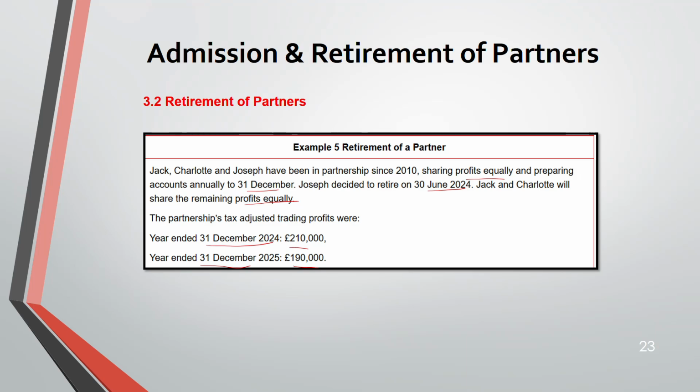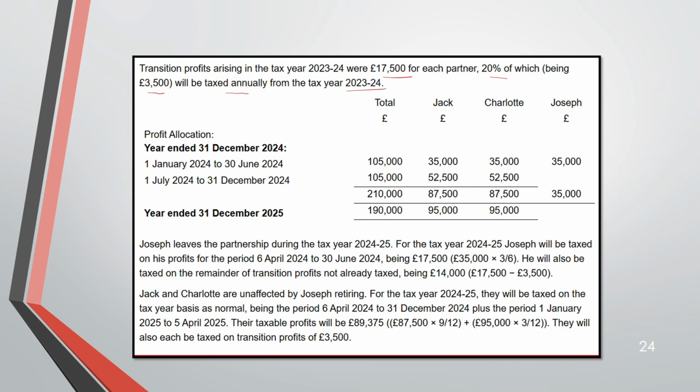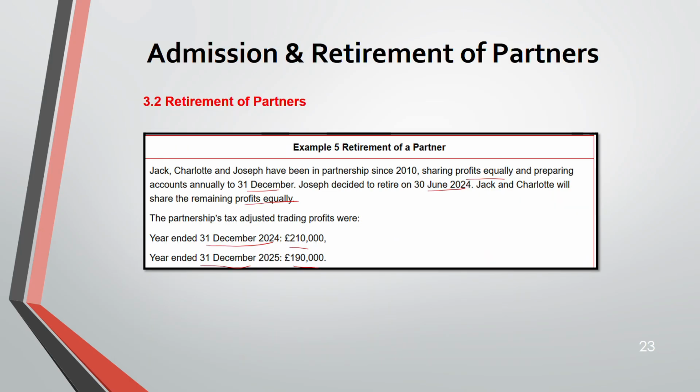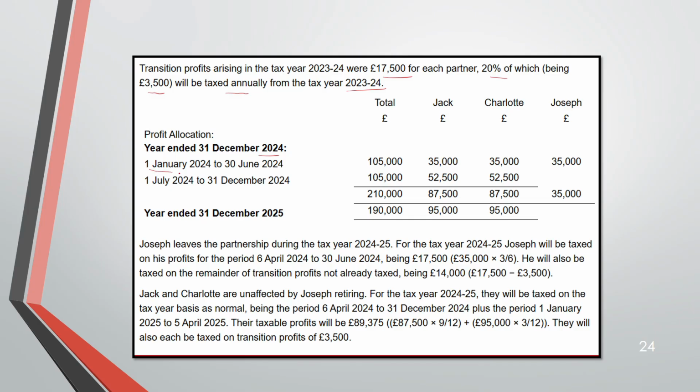Now, there are 3 partners sharing equally. What is the profit? 210 for this year. But this year, if you see, when is he leaving? 30th June 2024. So from 1st Jan to 30th June, before his leaving, there are 3 partners. So this 210 profit is annual. But for 6 months, if you take, it's 105.